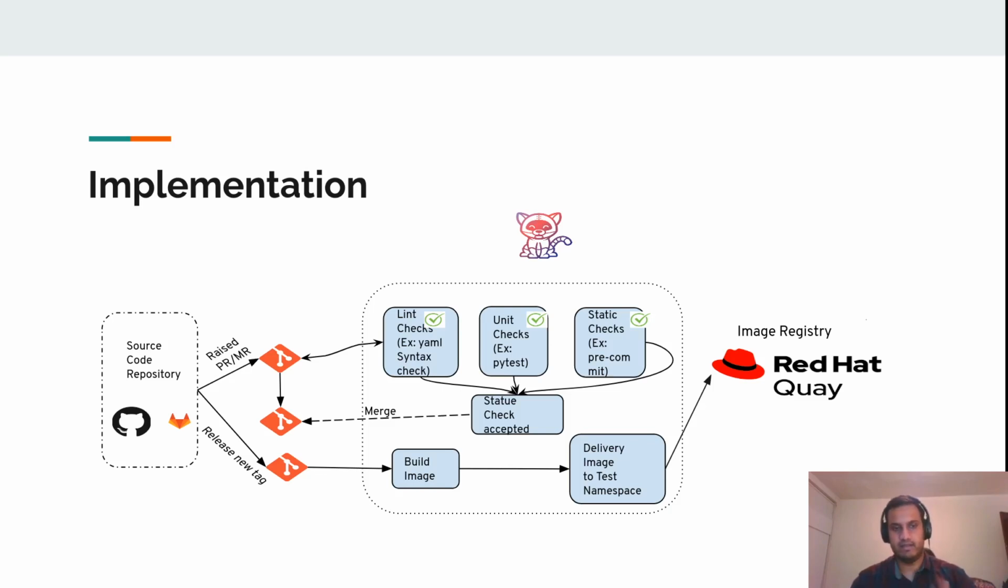Another aspect, like I said, was the tag release. On each tag release, GitHub will send a webhook to the Tekton pipeline. The Tekton pipeline will start the tag release pipeline. The tag release pipeline has a task called build image. The image will be built, and then there's a delivery task which will deliver that image to the image registry. And as of now, we are using Red Hat Quay to store them.